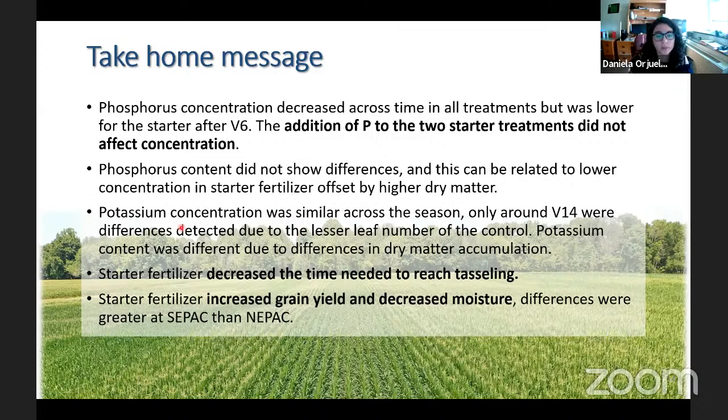In the case of potassium, the concentration behaves the same across the season, and we only find difference around B14, but these are due to less number of leaves in that point of the control plots. For tasseling, we did in fact detect that starter fertilizer decreased the time needed to reach tasseling in our two fields. And in the case of yield, we found an increase in grain yield in the two fields, and a decrease in moisture.